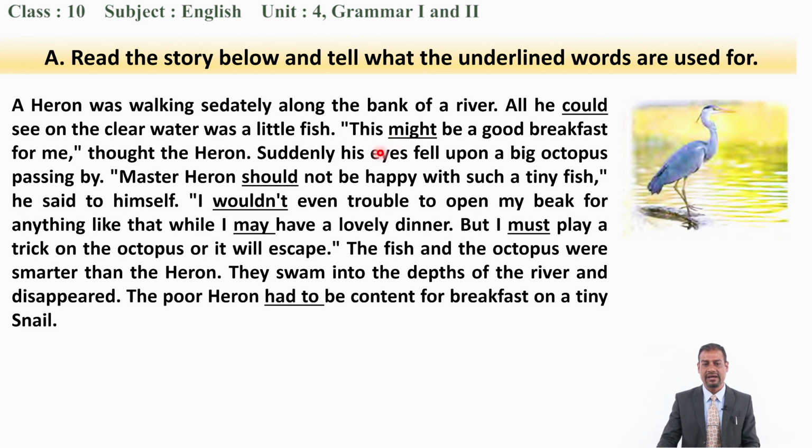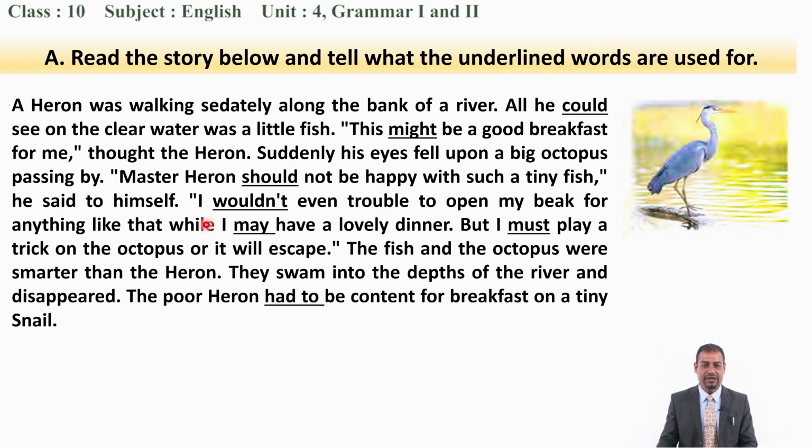The next sentence we have is: this might be a good breakfast for me. This might be a good breakfast. Does it show certainty here? Is that a sure thing for this heron to have this breakfast? So you have to find out like this. Here, all he could see. Does it show ability or what? You have to try to find out.